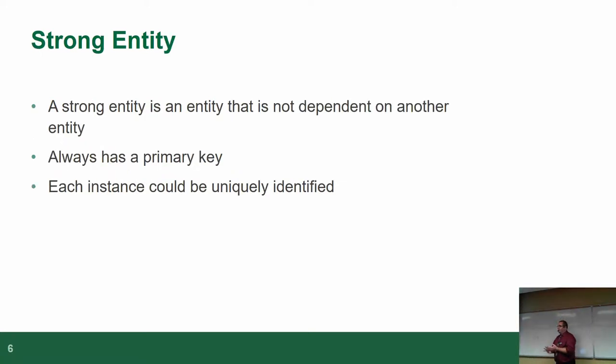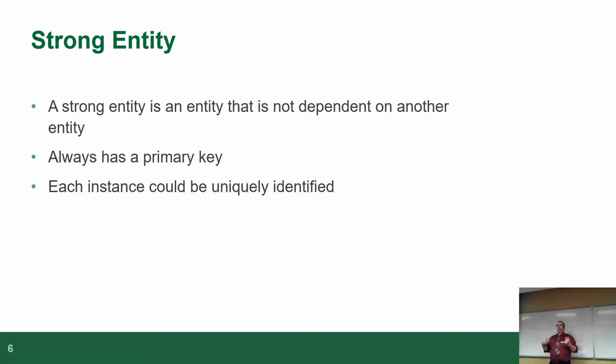Okay, now, there's also something called a strong entity. So we define what an entity is, we define what an instance is. A strong entity is an entity that does not depend on another entity for its existence. It always will have its own primary key. Each instance can be uniquely identified.